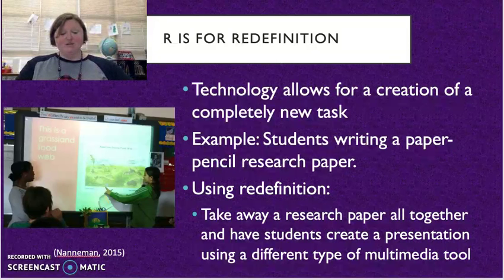So to this point, we let them do anything that continues to convey information, but doesn't involve just writing a paper. So the most interesting thing with the SAMR model is that you can pretty much integrate it into almost any subject. Science, social studies, math, even subjects like art and music.